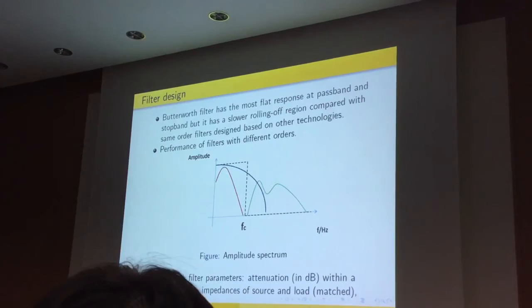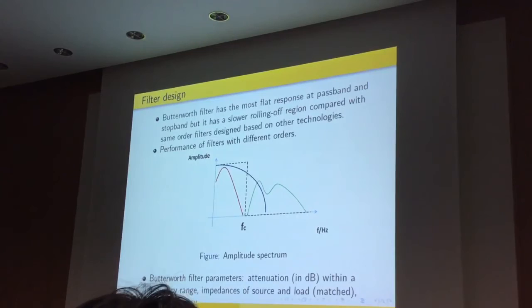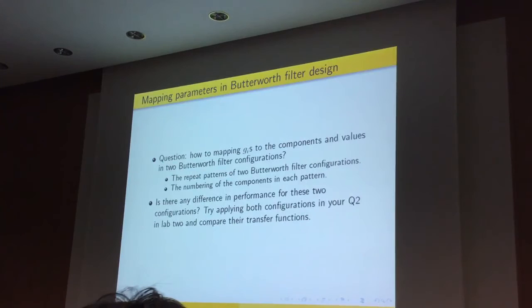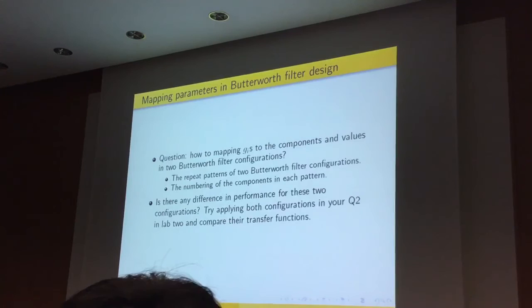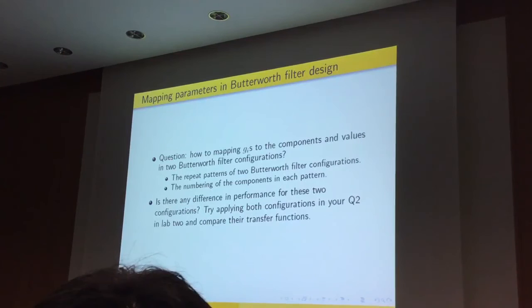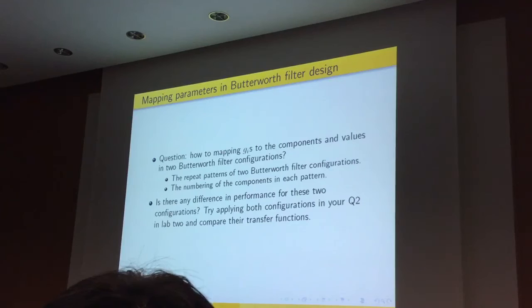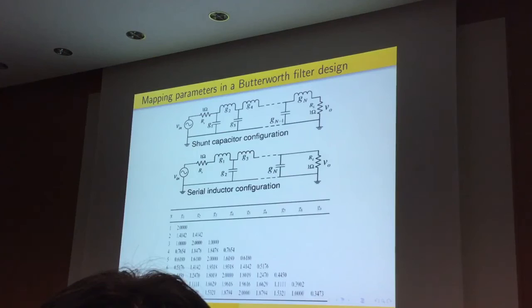Alright? I think the Butterworth filter parameters should be okay because I have emphasized this just now. So when you design a Butterworth filter, there are some questions: how to map those parameters g_i, if it is a practical low pass, or if it is a practical high pass? Then in your second lab, try to apply both configurations in question two, the shunt capacitor, the pi type and T type. See what the transfer function is for both configurations. And this table will be given, no matter in a lab or in a quiz. So don't worry about how to calculate this parameter.